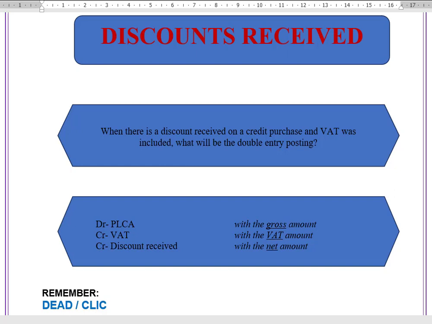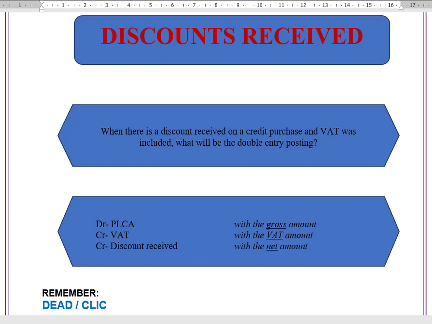What account is being affected? Discount received. What are we talking about in your scenario? Discount received. So the discount received account will be affected. Nice and quick. Identify that little fact and then hold on to the discount received account.